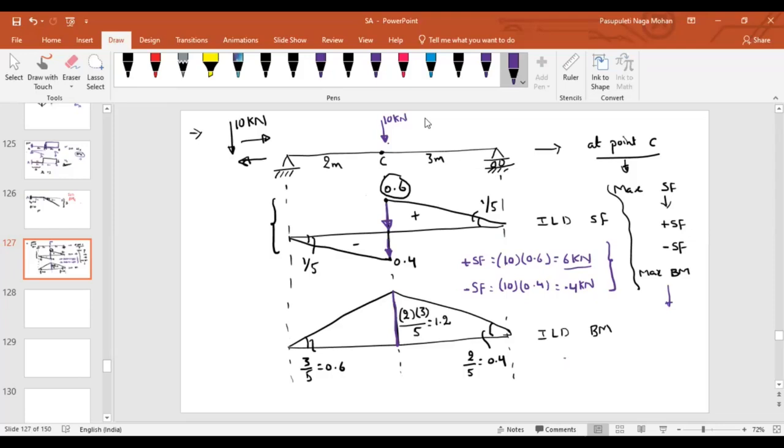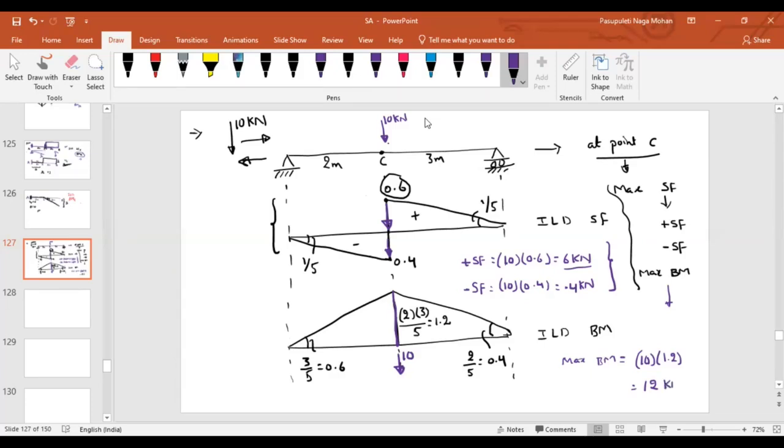So what is the total load? If I want to find the maximum bending moment, as I know that the maximum ordinate is at point C, I should place my load at point C. So for getting the maximum bending moment, again, what is the total load? 10 into what is the ordinate? 1.2. That will be equal to how much? 12. What is the unit here that I should represent?